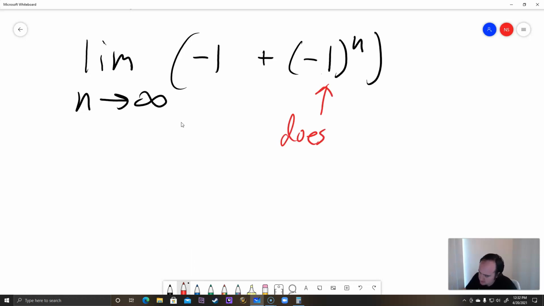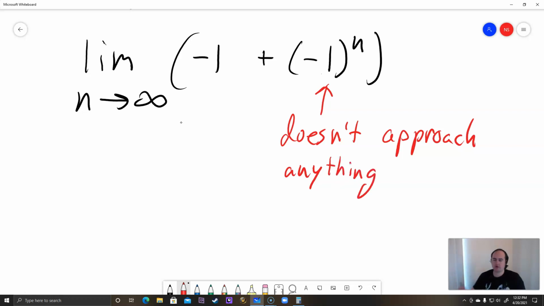So this doesn't approach anything. And when I say it doesn't approach anything, normally when you're finding a limit, if it's going to converge, it has to be getting closer and closer to a number, or it has to be going to infinity or negative infinity. But let's just write out the terms.